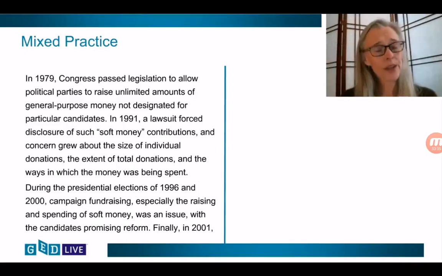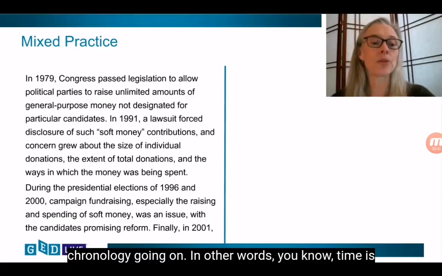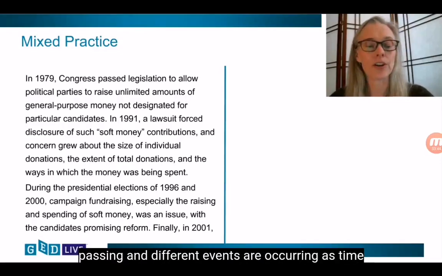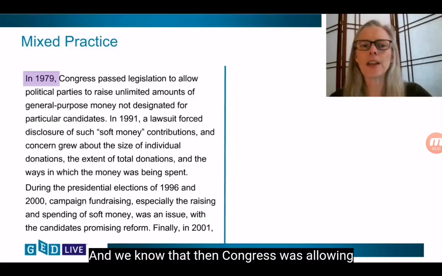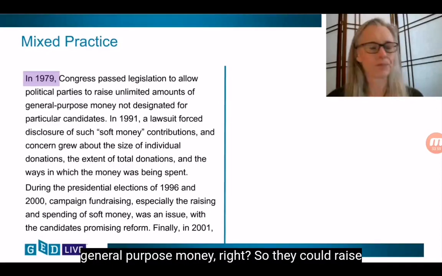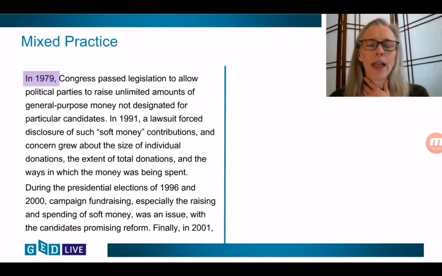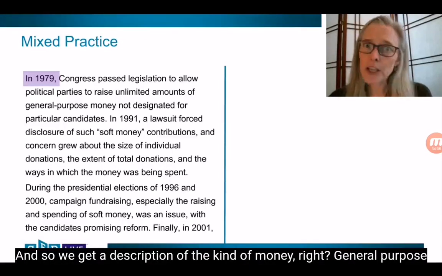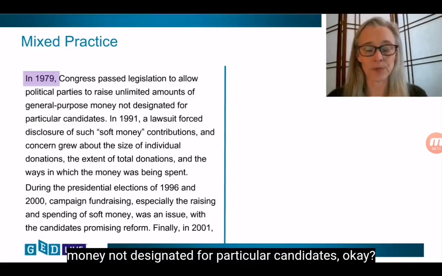So, in this passage, you can see that we've got some chronology going on. In other words, time is passing and different events are occurring as time passes. So we start in 1979, and we know that then Congress was allowing political parties to raise unlimited amounts of general purpose money, right? So they could raise as much money as they wanted. And so we get a description of the kind of money, right? General purpose money, not designated for particular candidates, okay?